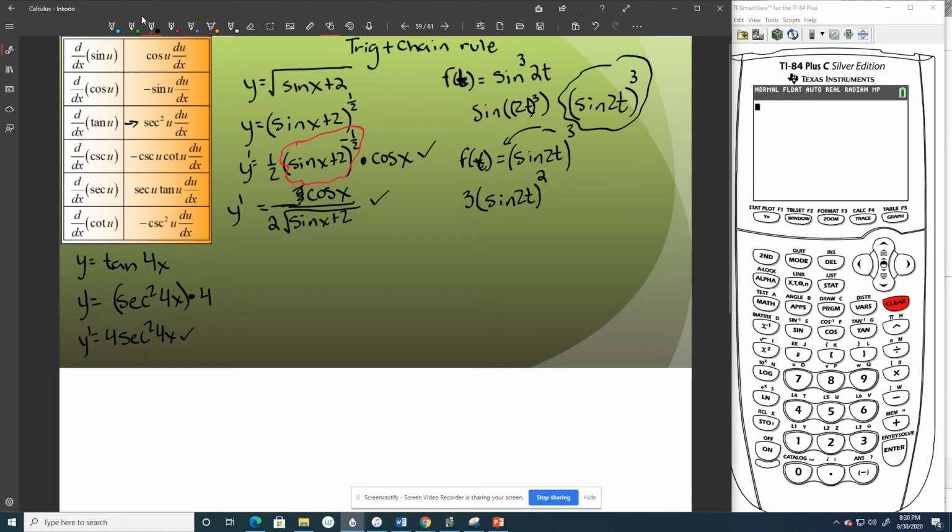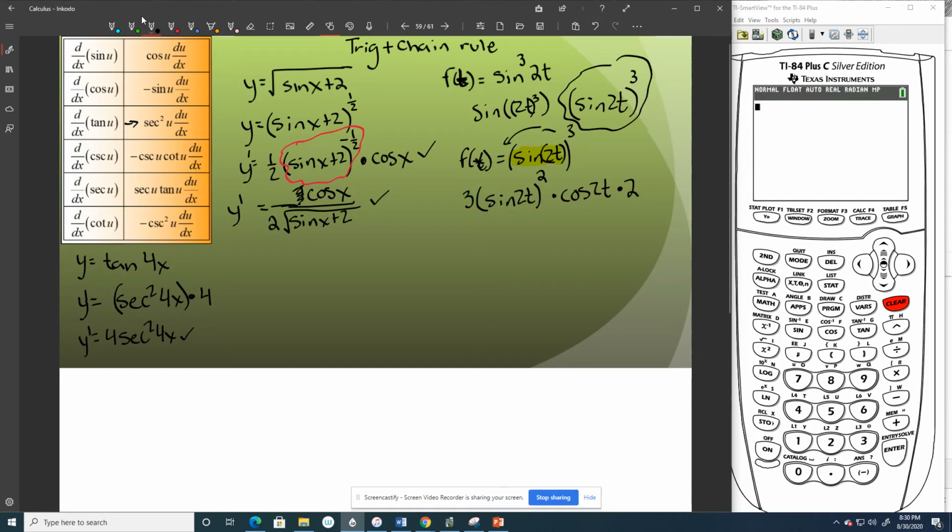And then what else? We need to multiply by the derivative of the inside, right? So the derivative of sine is cosine, and I leave the inside the same. But because the inside is 2t, there's also a chain rule going on right there. When I take the derivative of this part, I have a chain rule in there. So the derivative isn't just cosine 2t, it's cosine 2t multiplied by 2, because I have to take the derivative of the inside of my sine.